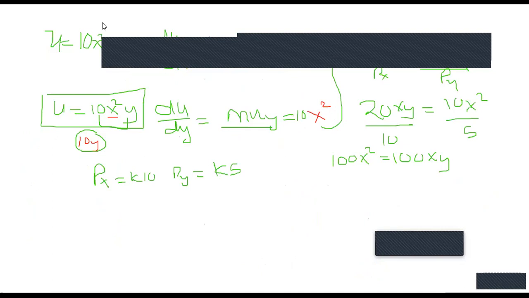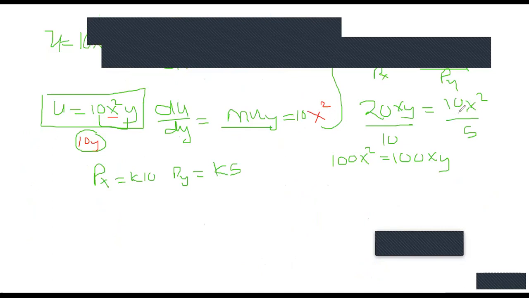So MUx is 20xy, and MUy is 10x². Cross multiply: 5 times 20 is 100. So we divide both sides. Look at what is common throughout. There's 100 this side, and there's 100 there. What else is common? There's an x here and an x there. So when you cancel that, you're going to remain with x is equal to y.